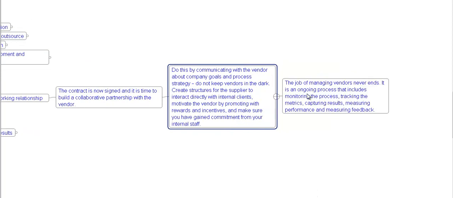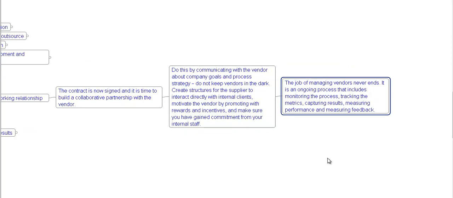The job of managing vendor never ends. It is an ongoing process that includes monitoring the process, tracking the metrics, capturing result, measuring performance, and measuring feedback.